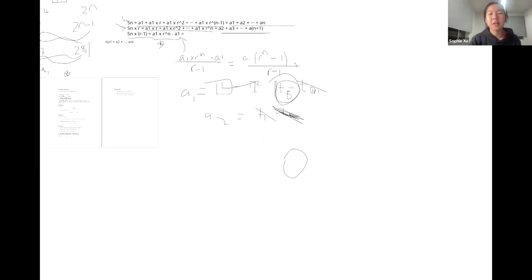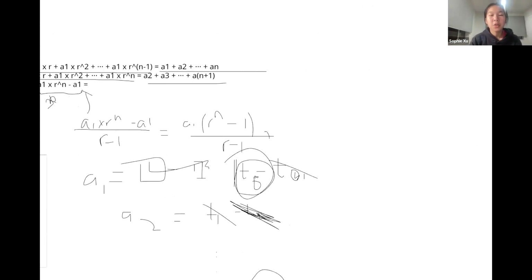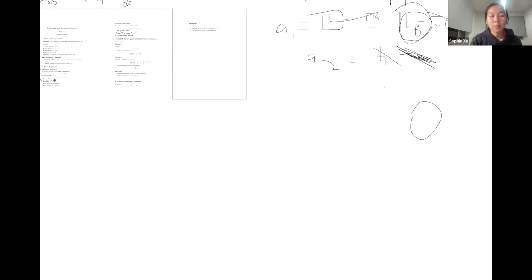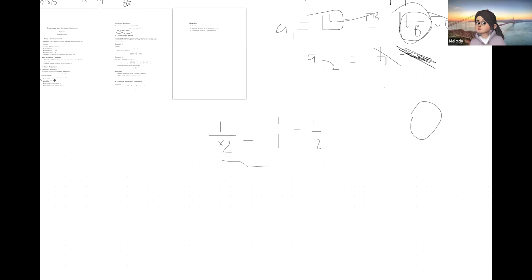Okay, let's use a fraction example. So if you have 1 over 1 times 2, what does this turn into? You can turn this into 1 over 1 minus 1 over 2, right? This makes sense, right? If you have 1 over 2 times 3, what does this turn into? 1 over 2 minus 1 over 3.